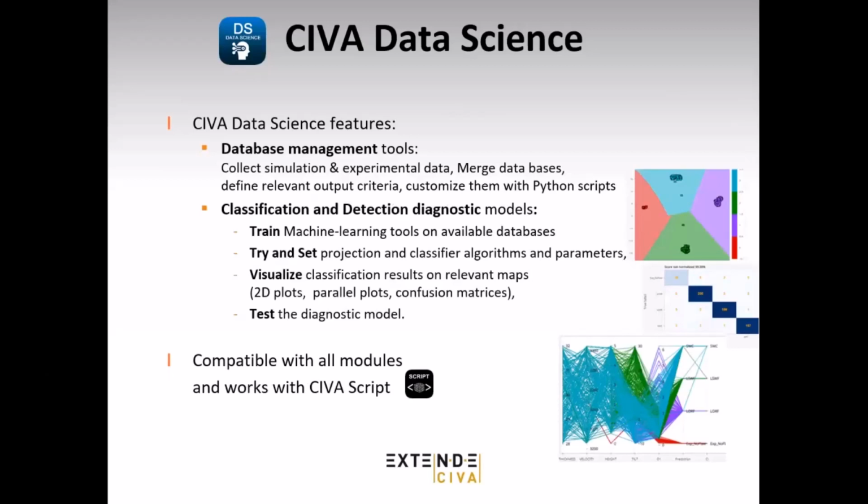So to train machine learning tools on available data sets, try and set prediction and classifier algorithms. So we have different algorithms and parameters. You will also see that during the demo. And then when you make the classification, visualize the classification results on relevant maps. So you have 2D plots, spread plots, confusion matrices, and at the end, test the diagnostic model on another data set. And again, this is compatible with all modules and works with CIVA script.